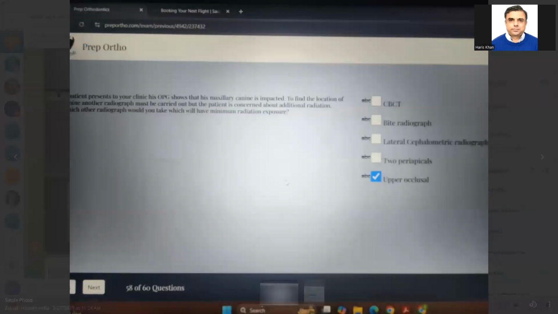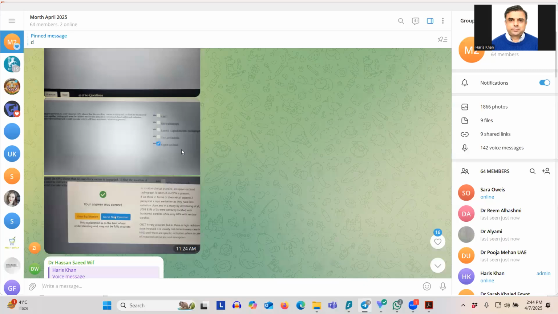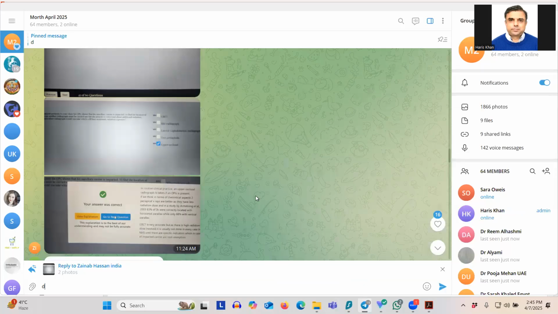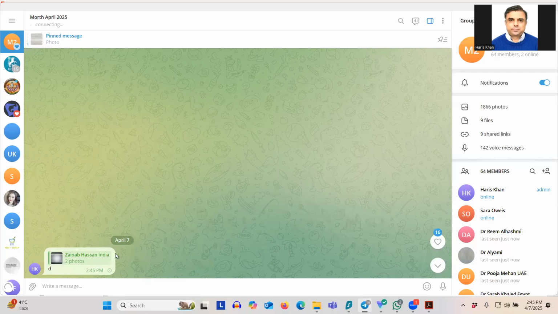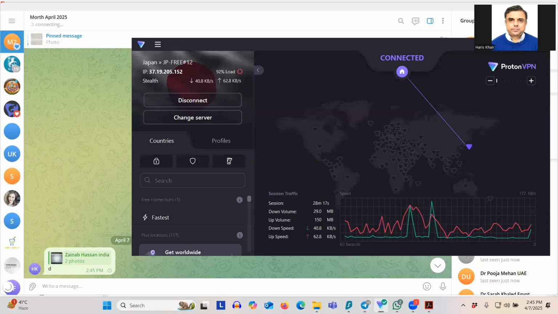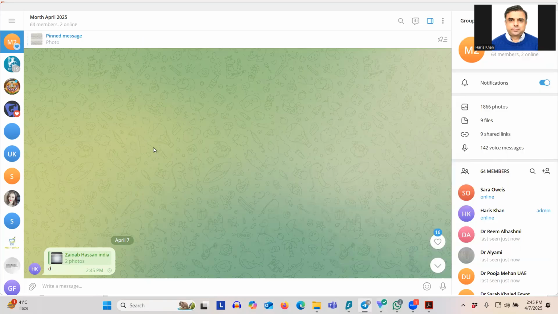A patient presented to your clinic, his OPG shows that his maxillary canine is impacted. To find the location of the canine, another radiograph must be carried out. The patient is concerned about additional radiation. Which other radiograph would take the minimum radiation dose? We decided two periapicals just for the minimum radiation dose. Otherwise, the standard one is upper occlusal. The answer is two periapical, because it said minimum radiation dose.